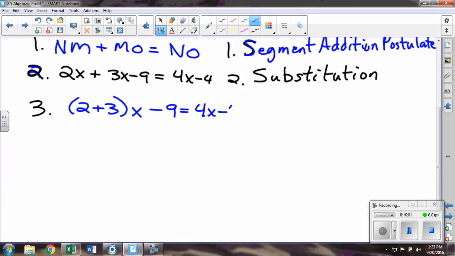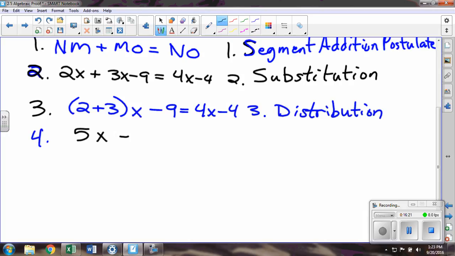After factoring out that common x, using the distributive property, then we're able to put those two numbers together. 2 plus 3 gives us 5. And so we can write down 5x minus 9 equals 4x minus 4. And there we combine the numbers with closure of addition. Yes, in algebra you would have simply said combine like terms, and that would have been one step. We'll get to that point as well.